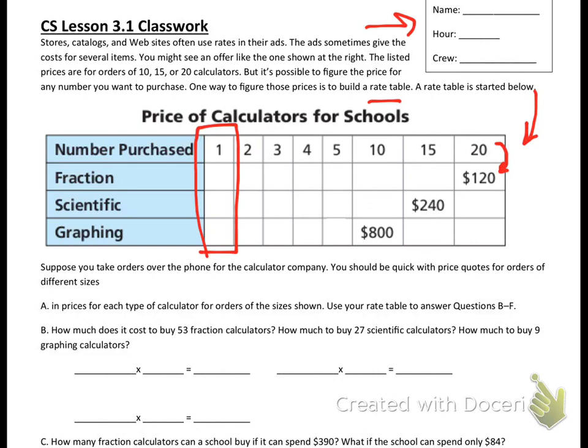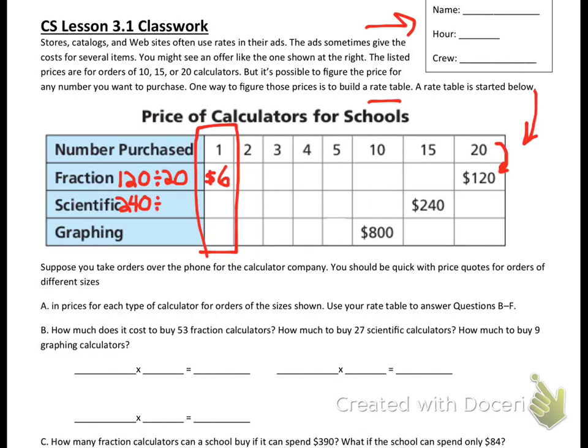Well, in my calculator, I'm going to put in 120 divided by 20. Do that now. 120 divided by 20, or if you know some mental math, you figure out that those fraction calculators cost about $6 each. $6 each. I could go to McDonald's and get myself a quarter pounder meal for that. Really? Ugh. Okay. The next one is the scientific calculators, and those go for $240.